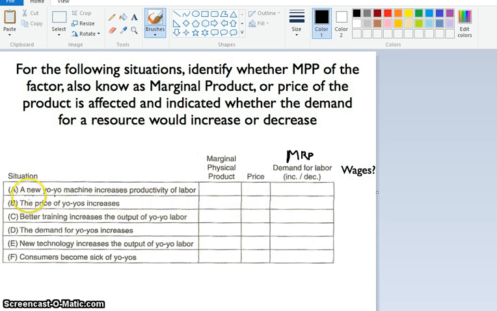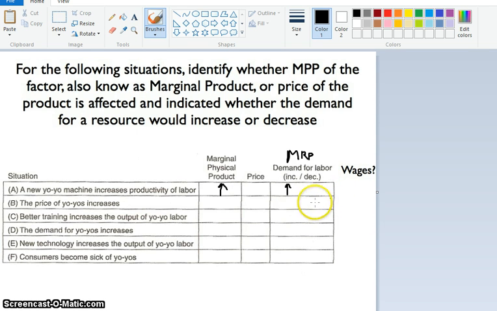So we're dealing with yo-yos here. A new yo-yo machine increases productivity of labor. Well, did the price of the yo-yos change? No. But now my workers can produce more, right? So that means that what's going to happen to their marginal revenue product? It's going to increase. I'm going to put an up arrow. You can put an up arrow too.